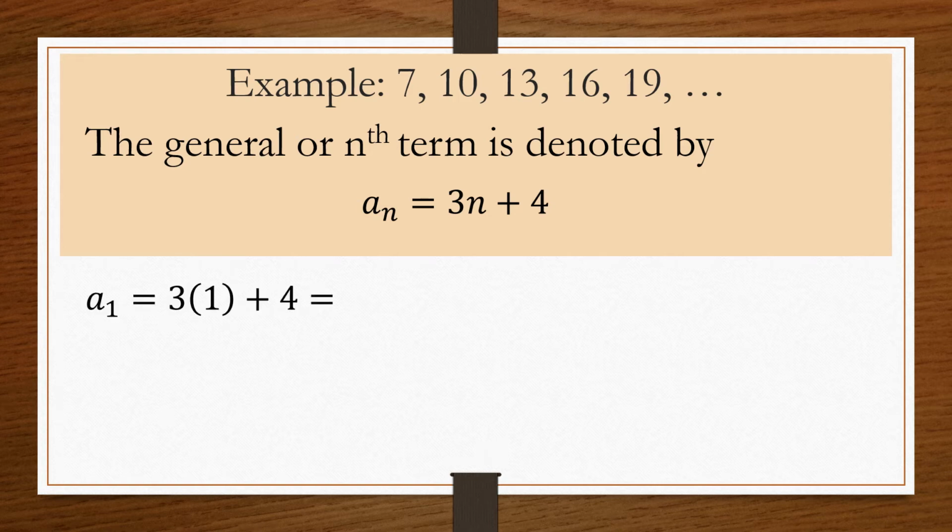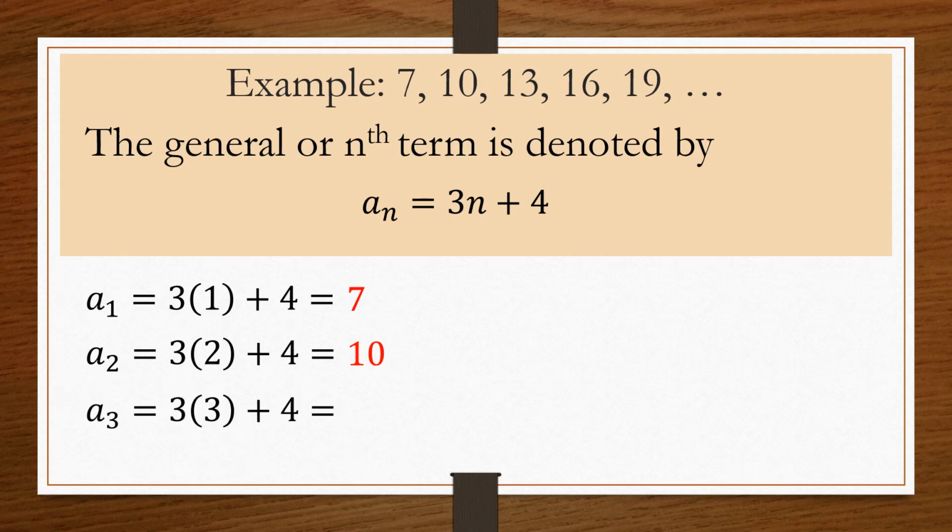For the first term, a sub 1, we simply substitute n by 1. So we have 3 times 1 plus 4, and the answer is 7. For the second term, a sub 2, we have 3 times 2 plus 4, which is 6 plus 4. That's why we have 10. For the third term, a sub 3, we have 3 times 3 plus 4, which is 9 plus 4. So the answer is 13.